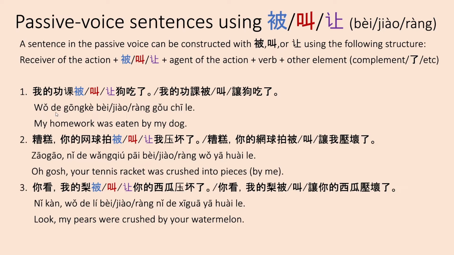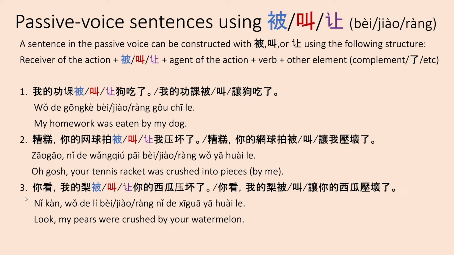In the first example, the receiver of the action is the 功课 plus 被叫让 plus the agent of the action, which is the 狗 plus the verb 吃 plus the other element being 了. In example 2, we have 糟糕，你的网球拍被叫让我压坏了. Oh gosh, your tennis racket was crushed into pieces by me. In this example, the receiver of the action is the 网球拍, the tennis racket, plus 被叫让 plus the agent of the action 我 plus the verb 压坏 plus the other element 了.